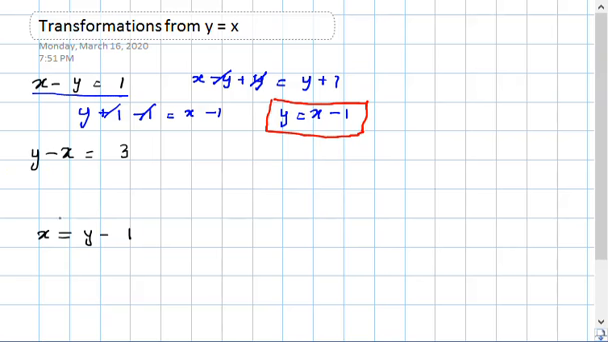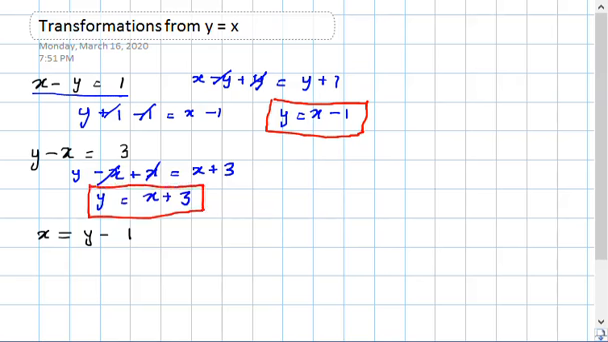Looking at the second equation, that is fairly easy to do. All we have to do is add x to both sides of the equation. So we get y minus x plus x is equal to x plus 3. Again minus x and plus x cancel, so we are left with y is equal to x plus 3. That's our second equation.